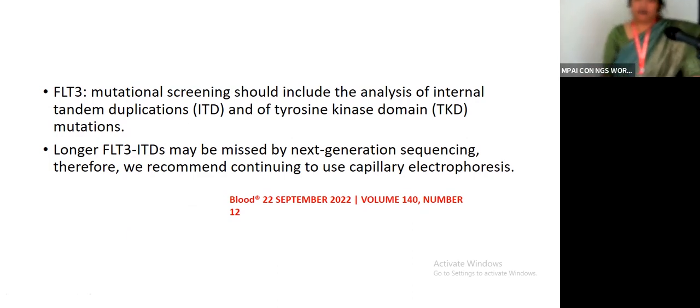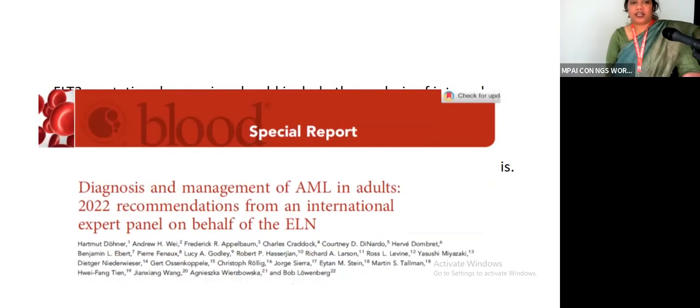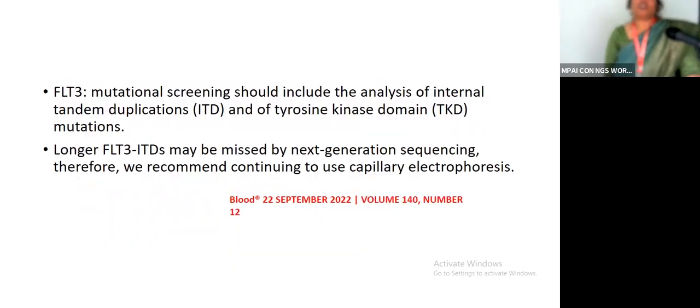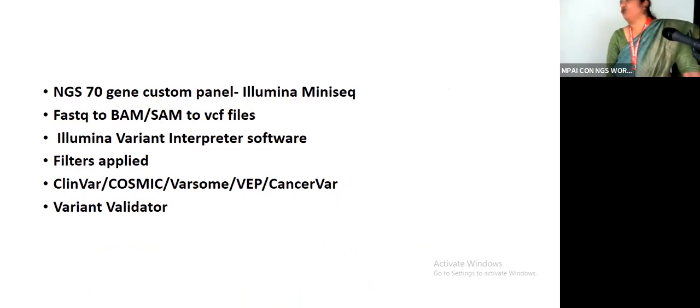FLT3, this is the paper from which I have taken the reference. We are just following the 2022 ELN guidelines, which says that FLT3 mutational screening should include the analysis of internal tandem duplications (ITD) and TKD mutations, because the longer FLT3 ITDs may be missed by next generation sequencing. Therefore, we recommend continuing to use capillary electrophoresis. So ideally, one should use both the modalities because FLT3 ITD is an important prognostic marker.